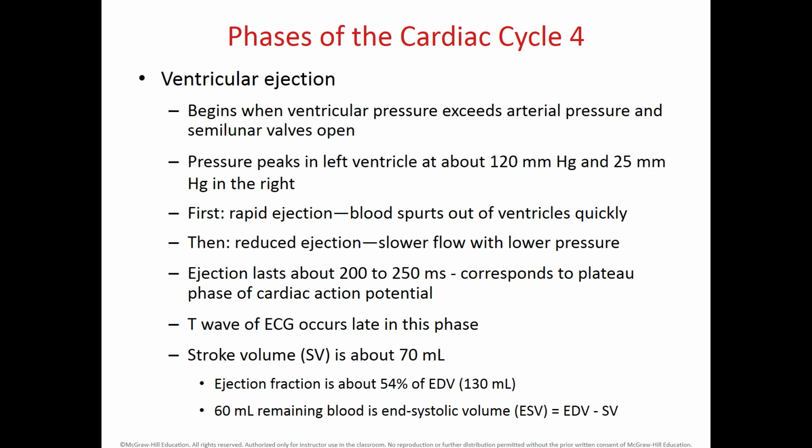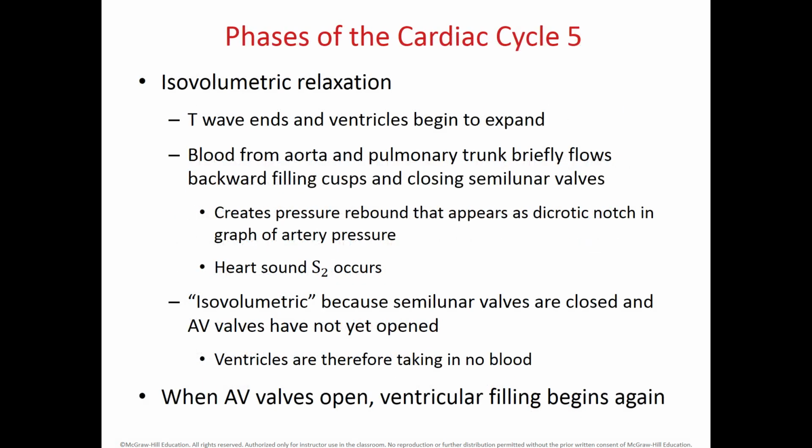So at some point, the ventricles are not completely empty every time. They have to have a certain volume that is known as end systolic volume or ESV, which corresponds to the end diastolic volume minus the stroke volume. So if you subtract 130 minus 70, that will give you 60 milliliters that you still have in the ventricles after the ejection phase.